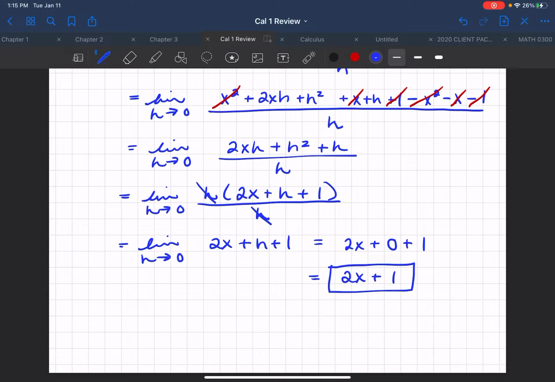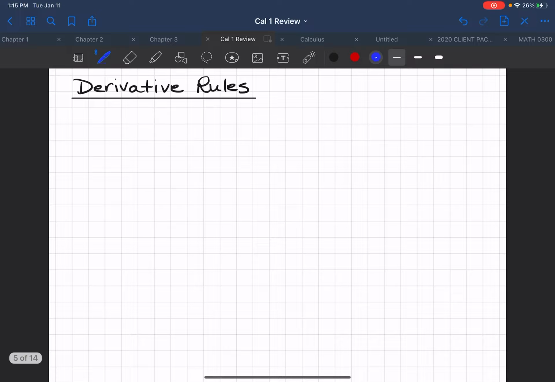Now that's a long way. Like I said, you're going to have at least one question like that on your test, and it'll probably be a quadratic. But after that, you'll be able to use the shortcuts to find derivatives. So let's go through all the derivative rules. The first one is if you're taking the derivative of a constant.